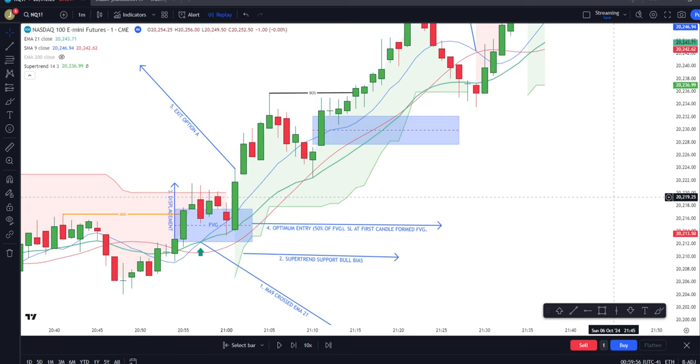So meaning that gap becomes an area of interest for future price movement for most traders, and price tends to retest or fill that gap, or mitigate that gap, before resuming its trend. So that's why fair value gap is really useful, and most traders use fair value gap, or inefficiency candle or gap, to enter a trade.